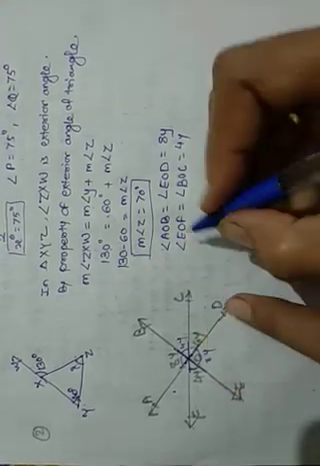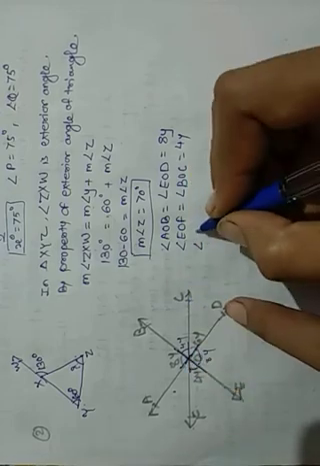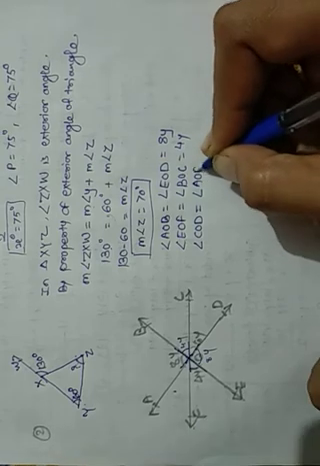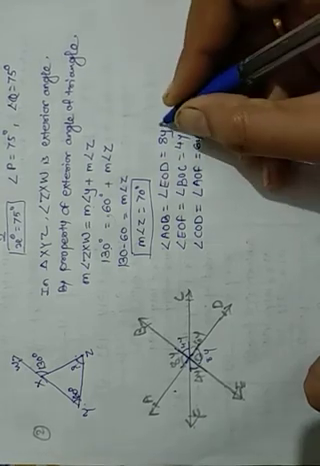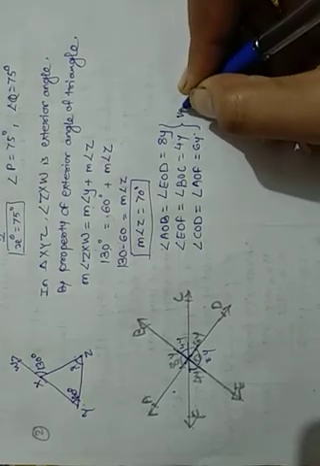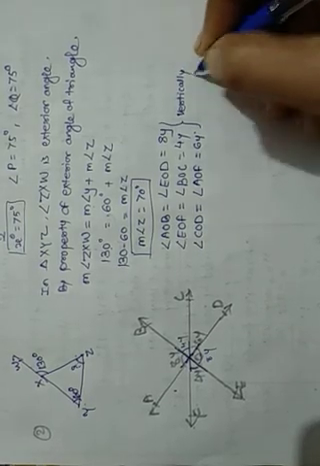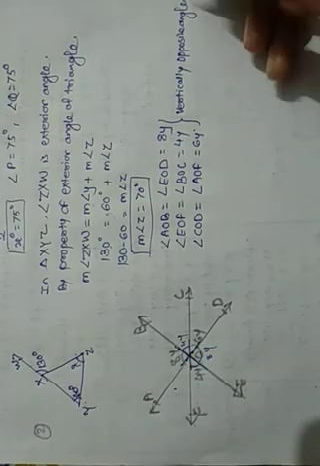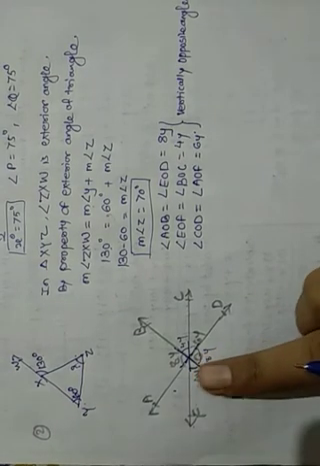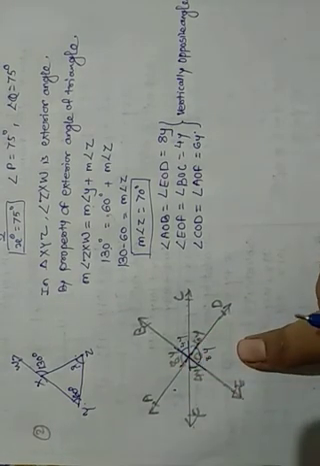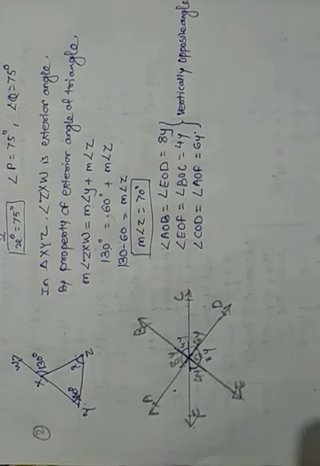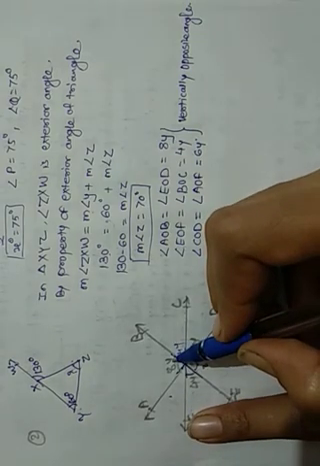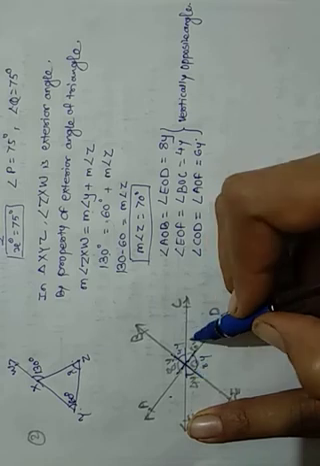And the last pair is angle COD is equal to angle AOF, 6y, because these three pairs are, the reason is, vertically opposite angles, which are equal. So now find out its measurement. See here, first find out the value of y, then you will get the measurement of these three angles.